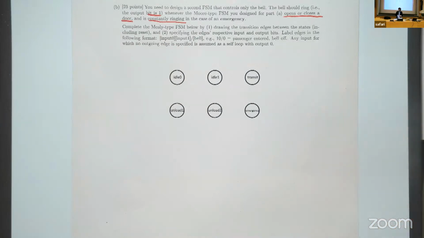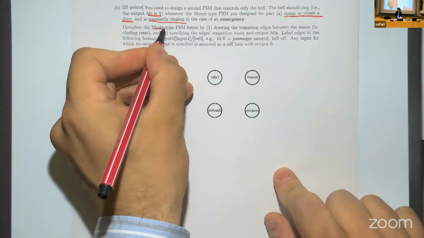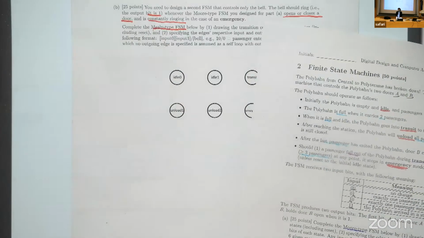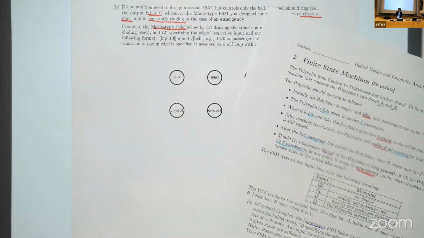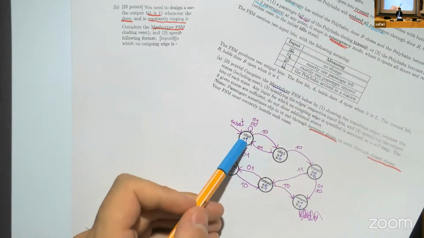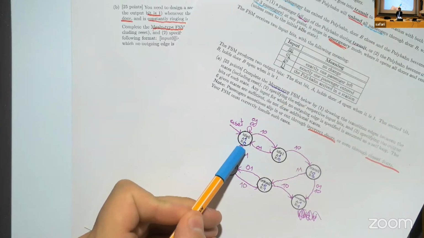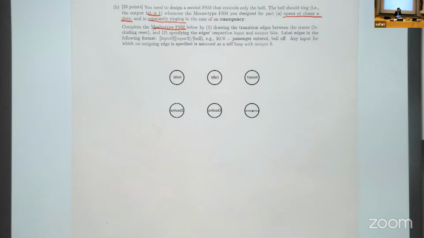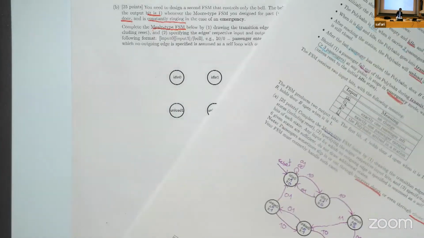And by the way, it also says you're supposed to do this as a Mealy type FSM. Now, Mealy type, recall, means there's no more outputs at the states. So in Moore type FSM, there were these output bits of the state, or even placeholders for it. Here there are no placeholders because the output bits in a Mealy type FSM are supposed to be on the edge.